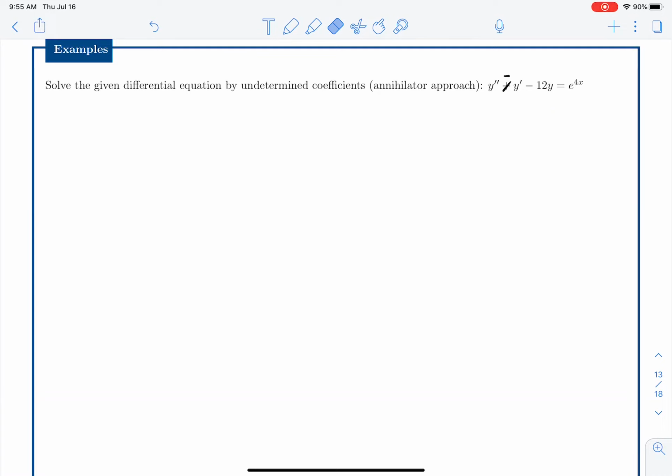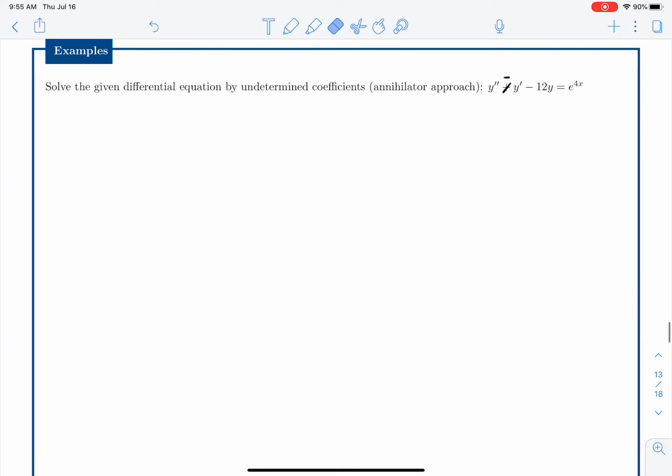So we have a second order non-homogeneous equation, and I'm going to rewrite it in terms of the differential operator, d squared y minus dy minus 12y equals e raised 4x. I could pull the y out, d squared minus d minus 12 times y equals e raised 4x.